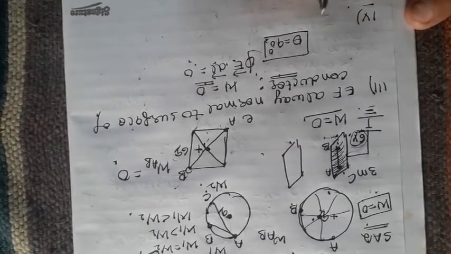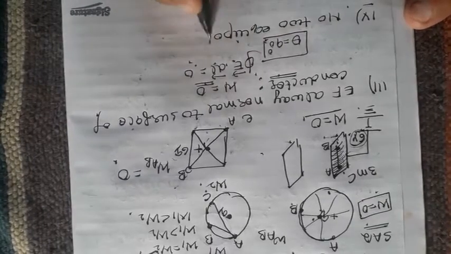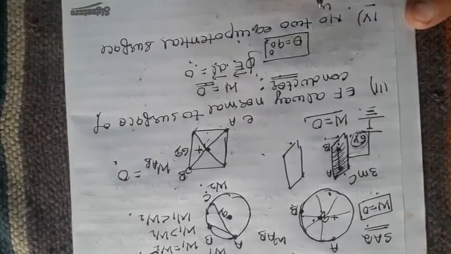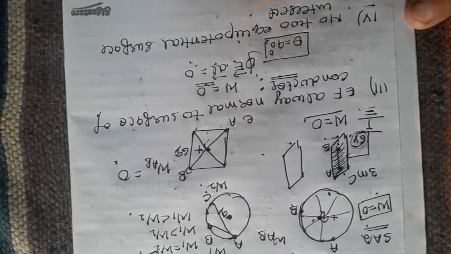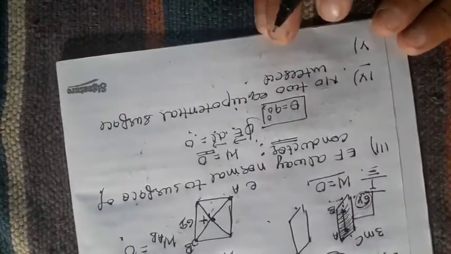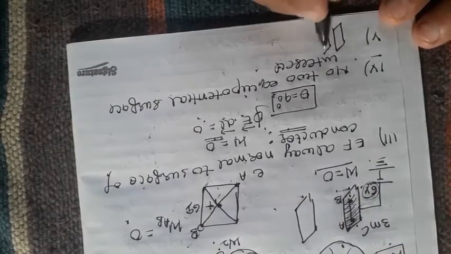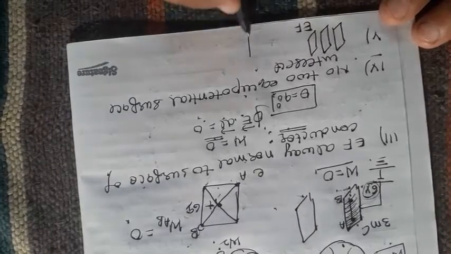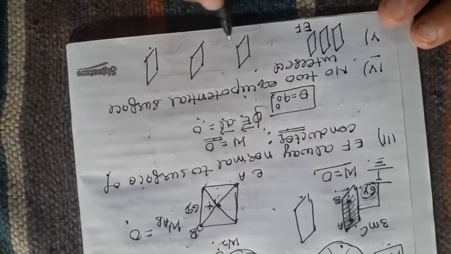Second, no two equipotential surfaces intersect. If they intersect, at the point of intersection there will be two directions, which is not possible. Most important, if equipotential surfaces are very close to each other, then it represents a strong electric field. If equipotential surfaces are very far from each other, then it represents a weak electric field.